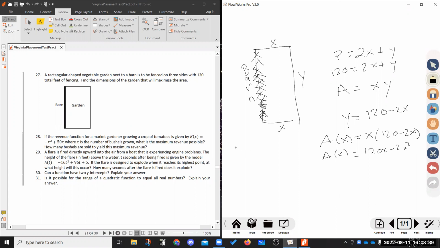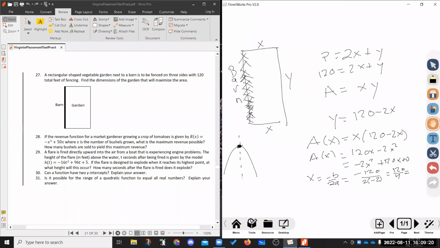So I know from the shape of a parabola that opens down, because this has a leading coefficient that is negative, that its maximum value is going to happen at its vertex, which is on its axis of symmetry right here. So x is going to be equal to negative b over 2a, which is negative 120 over 2 times negative 2, which is 120 over 4, which is 30. When x is 30, y is equal to 120 minus 2 times 30, which is 60. So y is 60. This is measured in feet. So x is going to be 30 feet, y is going to be 60 feet. 2 times 30 is 60, 60 plus 60 is 120.